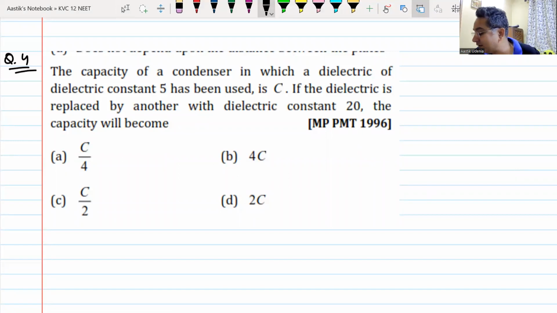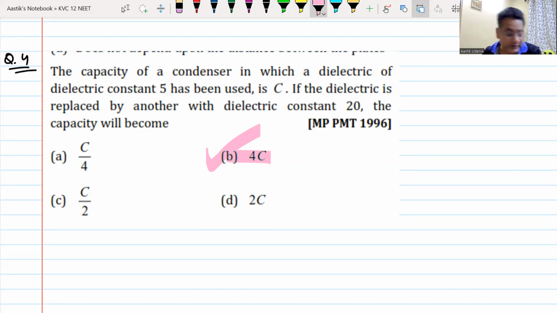The capacity of a condenser in which a dielectric of dielectric constant 5 has been used is C. If the dielectric is replaced by another dielectric with constant 20, what will be the capacity? I'll give you 2 minutes to give me the answer. And the answer is, when the dielectric constant was 5, the capacitance was C. Now the dielectric constant is 20, it is 4 times, capacitance will become 4 times, and the answer is 4C. So that is the answer that we are looking at.